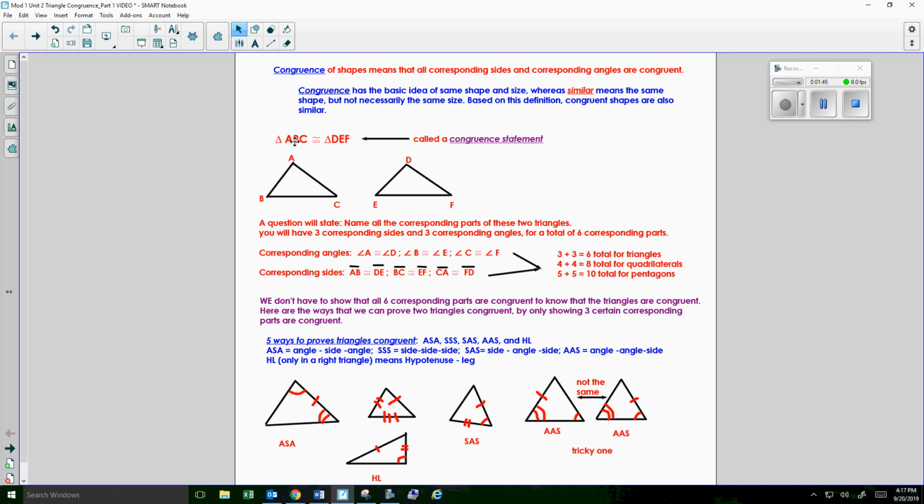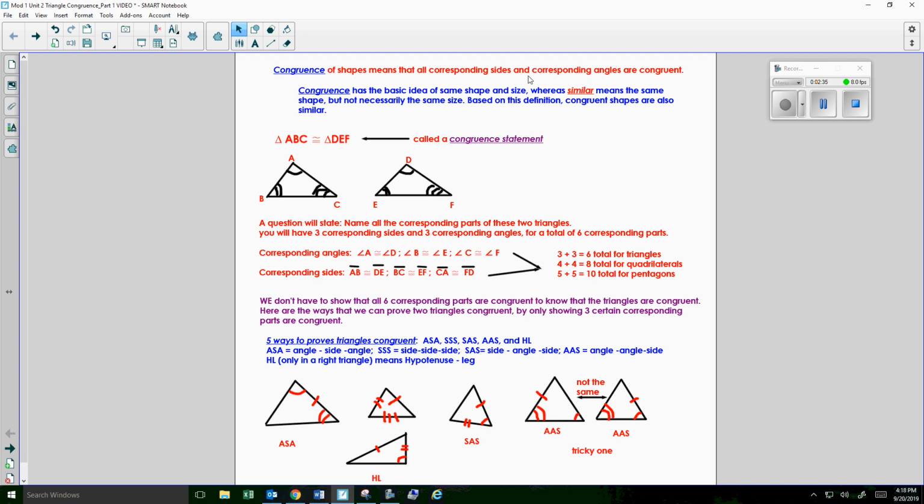All right, so here they tell me triangle ABC is congruent to triangle DEF. This means that angle A is congruent to angle D. That means I can go ahead and put my congruent marks on here. A is congruent to angle D. B, since we already used 1, we use 2 now, is congruent to E. And C, 3 now, is congruent to F. So now we've marked our corresponding angles. A corresponds with D, B corresponds with E, and C corresponds with F.